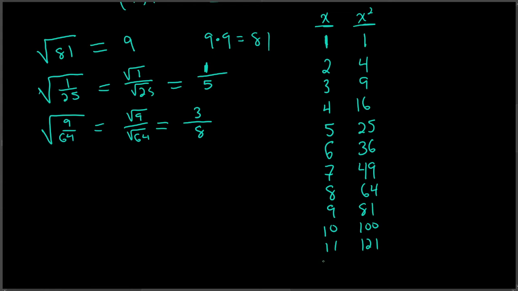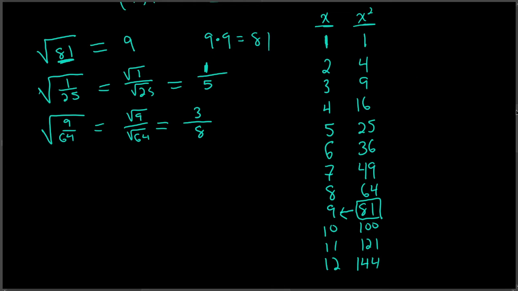11 times 11 is 121. And 12 times 12 is 144. And so I can use this table backwards. If I'm looking for 81, well, here's 81 in my squares. So the square root is 9. And so that's how I kind of think of this.